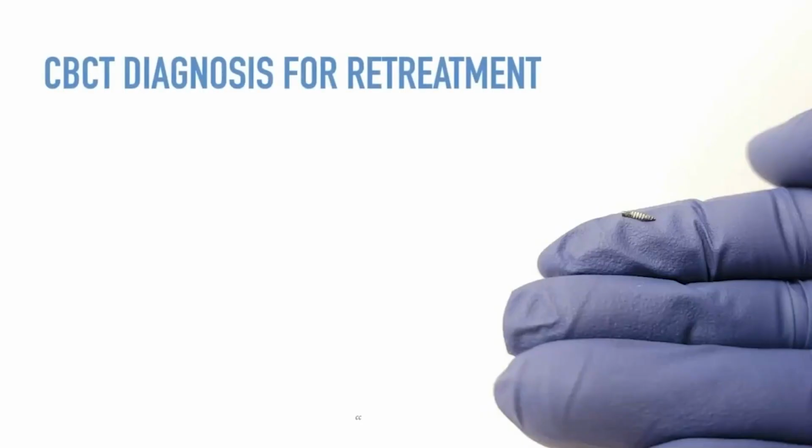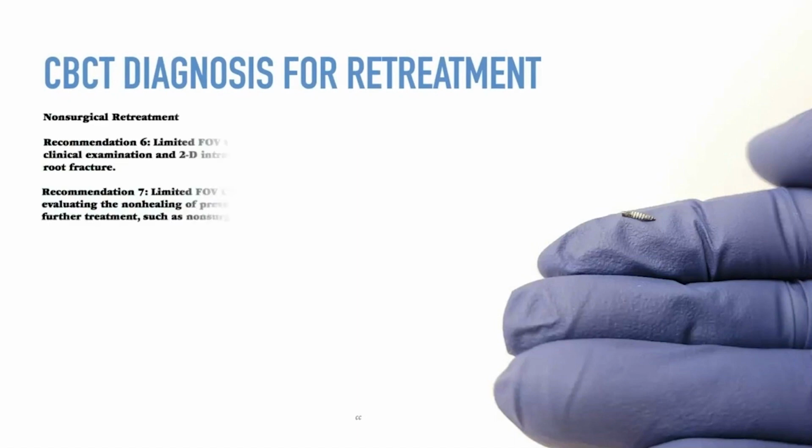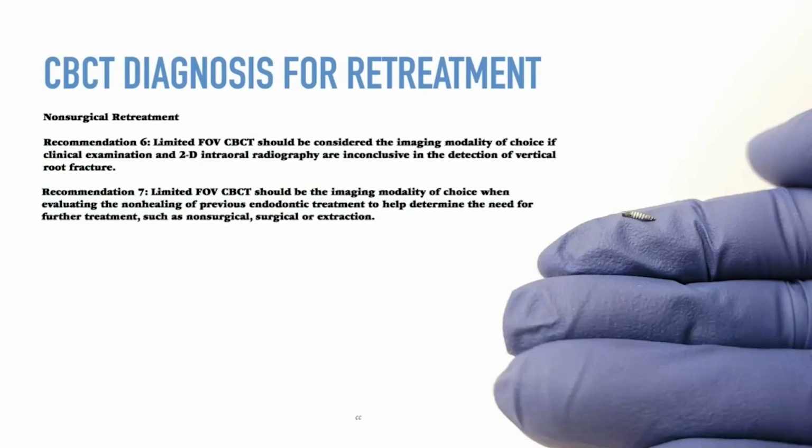So when we're using CBCTs, we also often want to use them for diagnosis of retreatments, because it can let us know whether or not a tooth can be retreated, where it needs to be retreated, like if there's a missed canal, if there are certain mishaps that are not visible, and whether or not this tooth should be retreated at all.